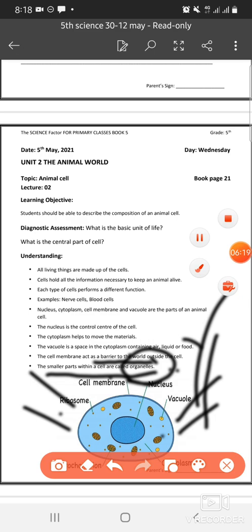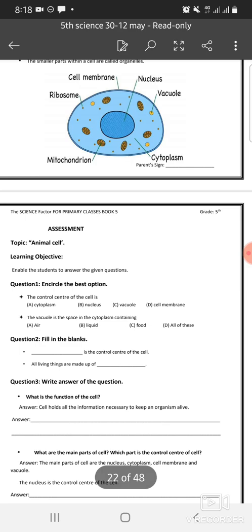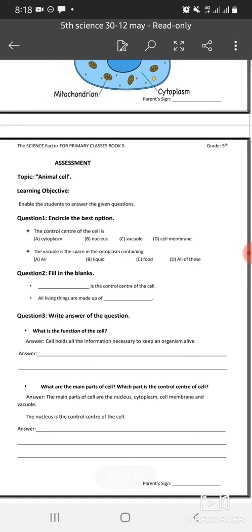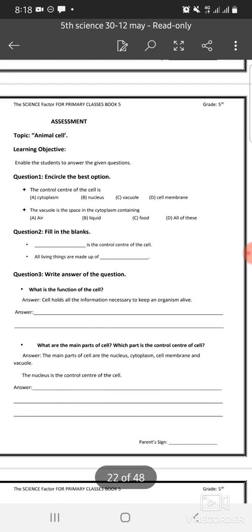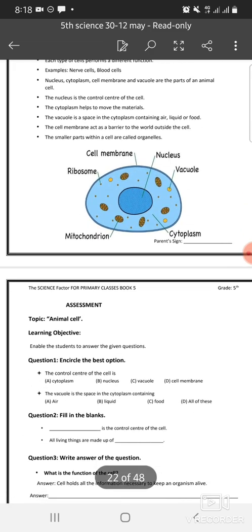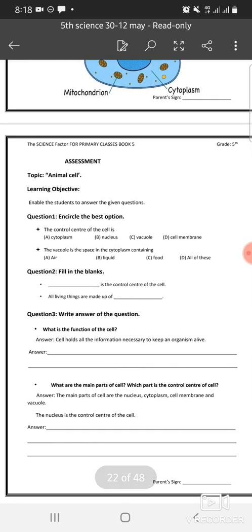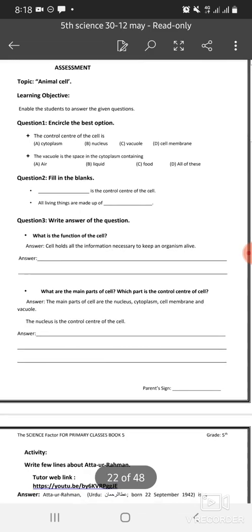Next is an assessment for you, and you will solve it. Question number 1 is encircle the best option. Question 2, fill in the blanks. You can solve it by understanding the lecture and through the thorough reading of this paragraph. Question number 3 is write the right answer of the question, and question 1 is what is the function of the cell. Next question is what are the main parts and which part is the control center of the cell.